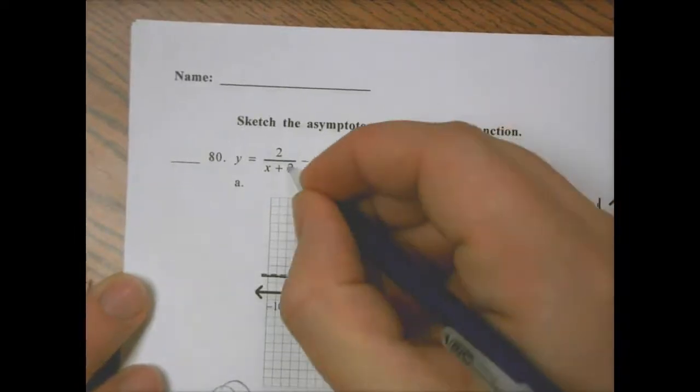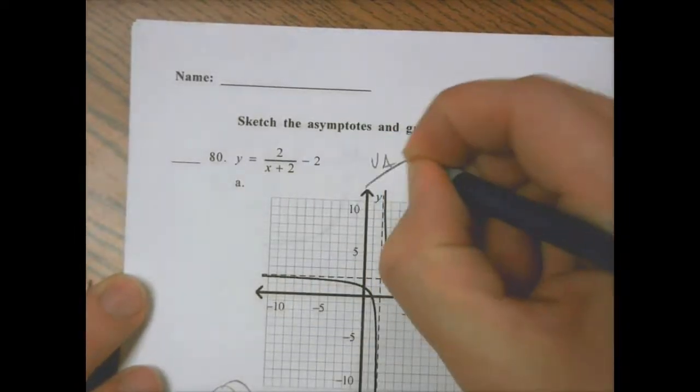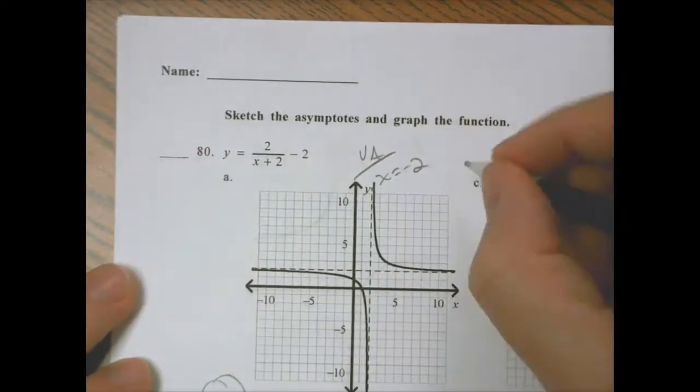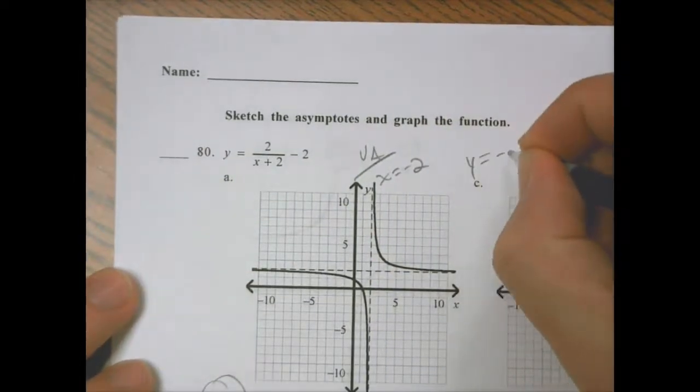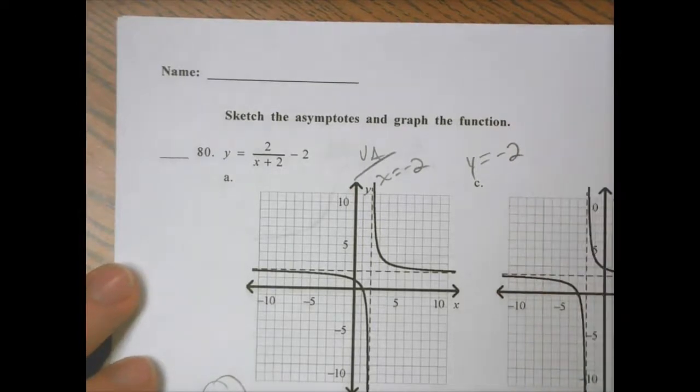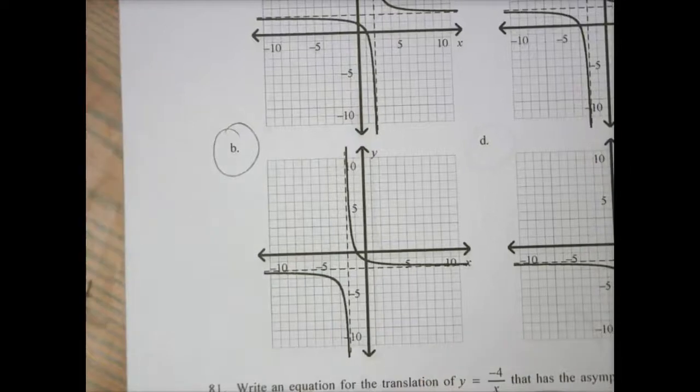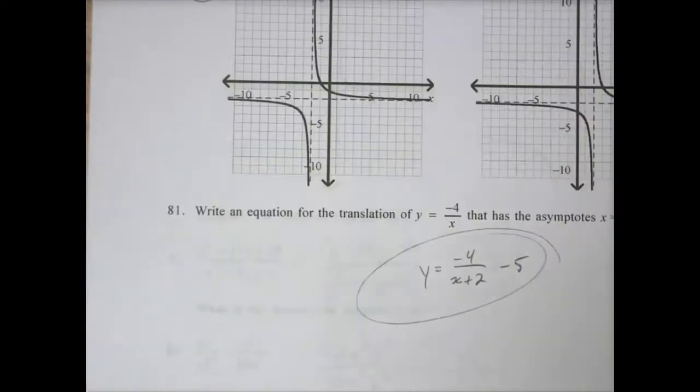This one, so if you want a vertical asymptote, x has to be -2. It's the zeros of our denominator. Our horizontal asymptote moved down 2, so it's at y equals -2. This is the only one that makes sense. Again, you can just type this stuff in your calculator. Go to your y equals, look at your graph.